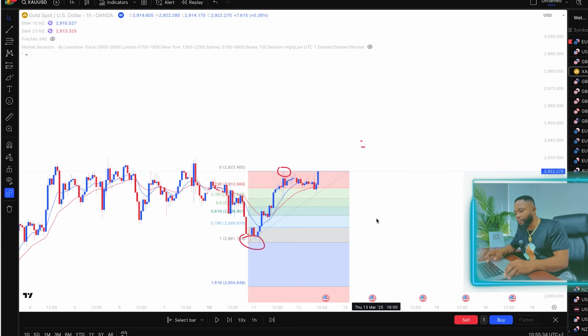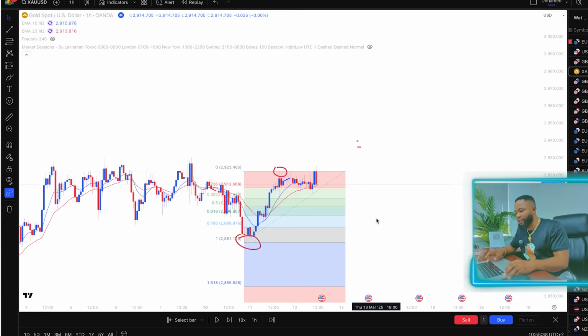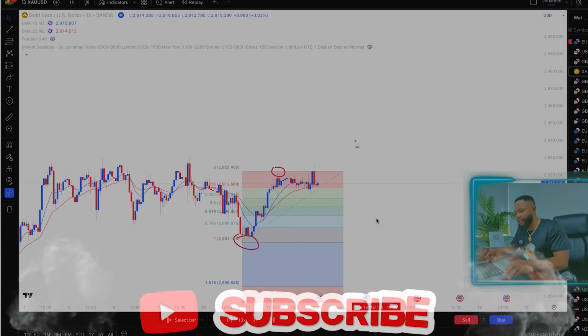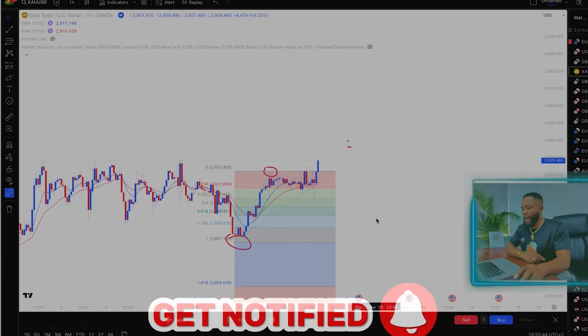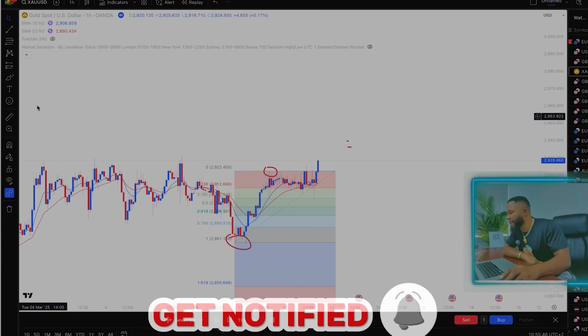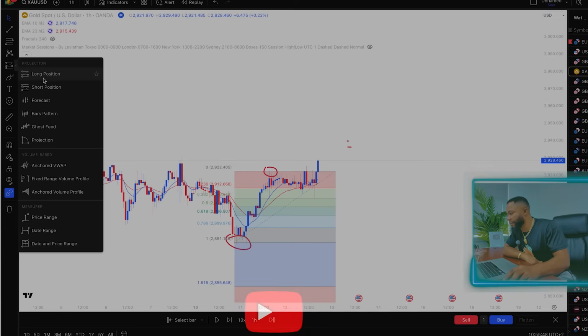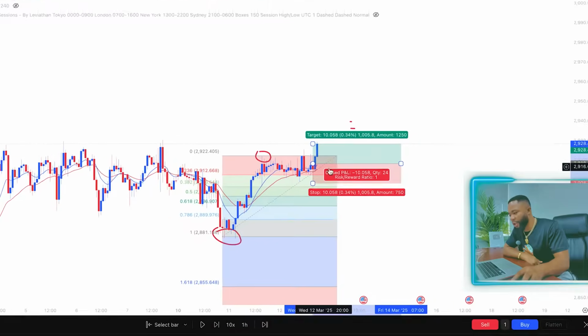Let's see. Okay, I can see this, but let's continue. Let's see what happened after that. Okay, I can see this one. I would have comfortably entered on this trade somewhere here. I would have entered on a long somewhere here.